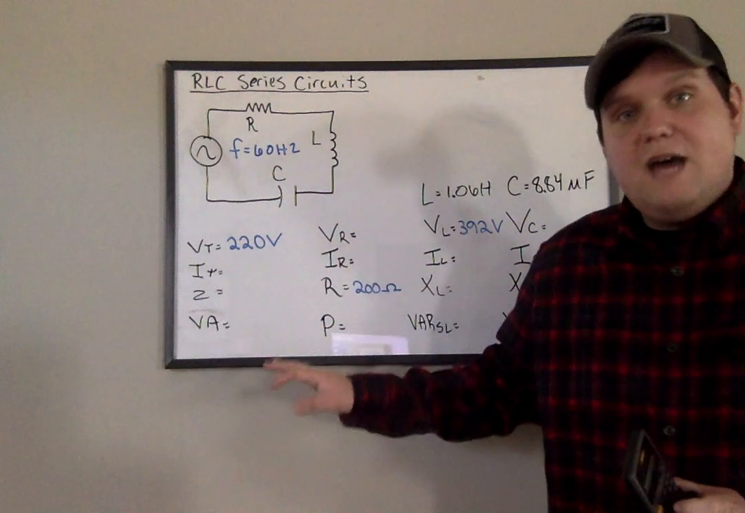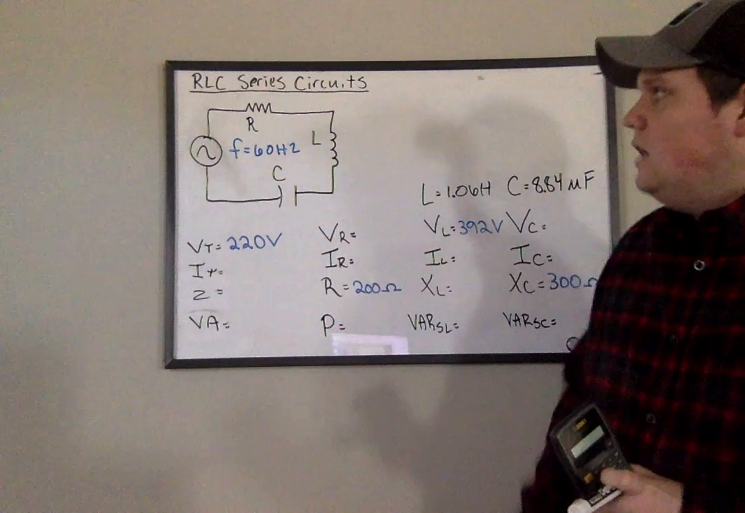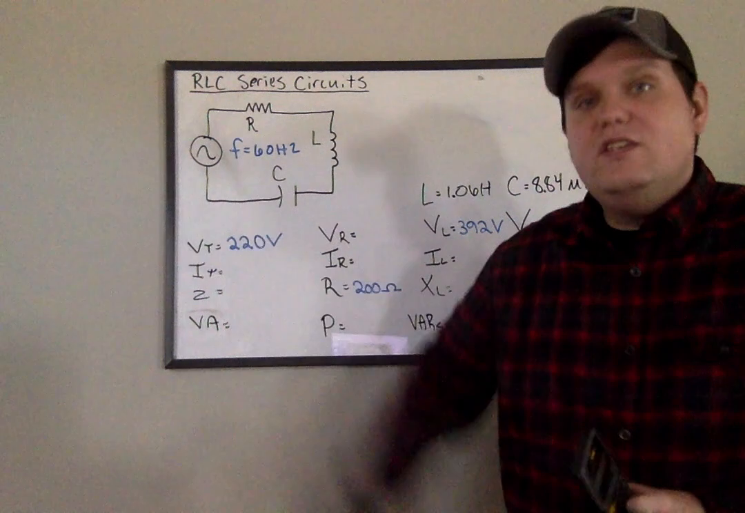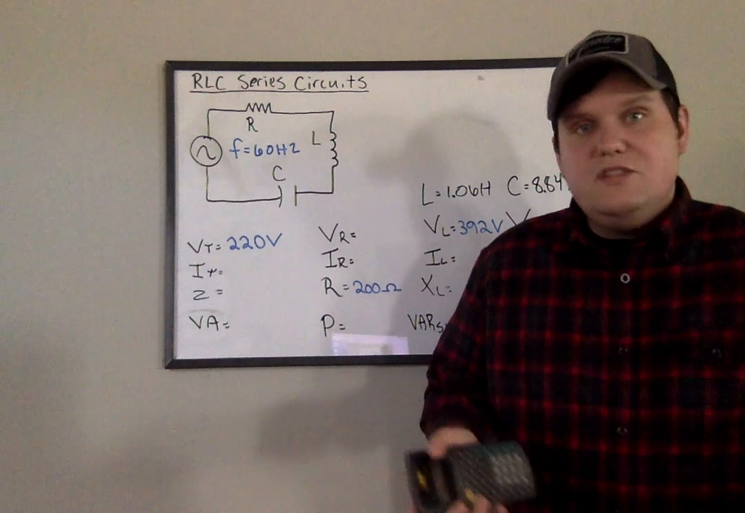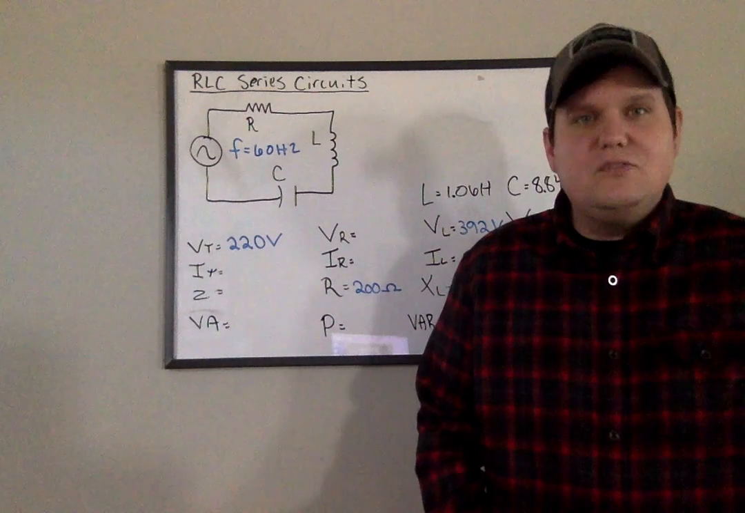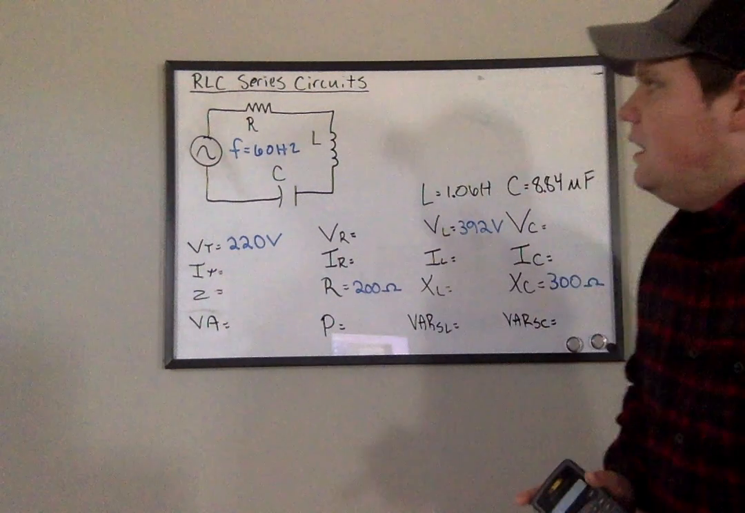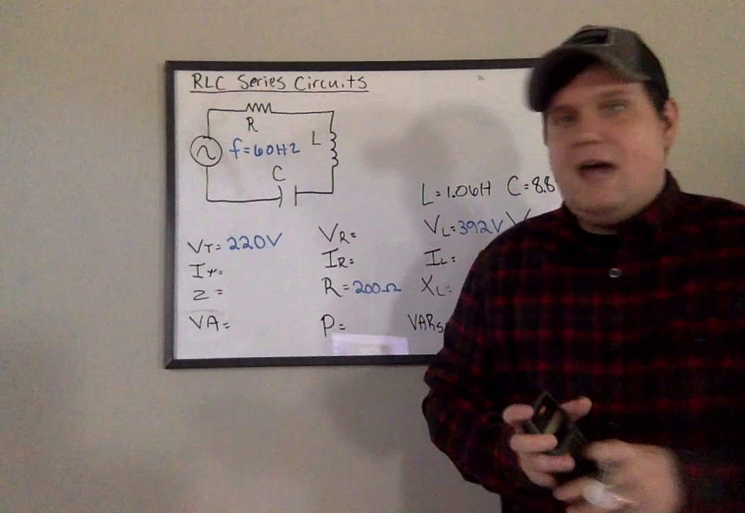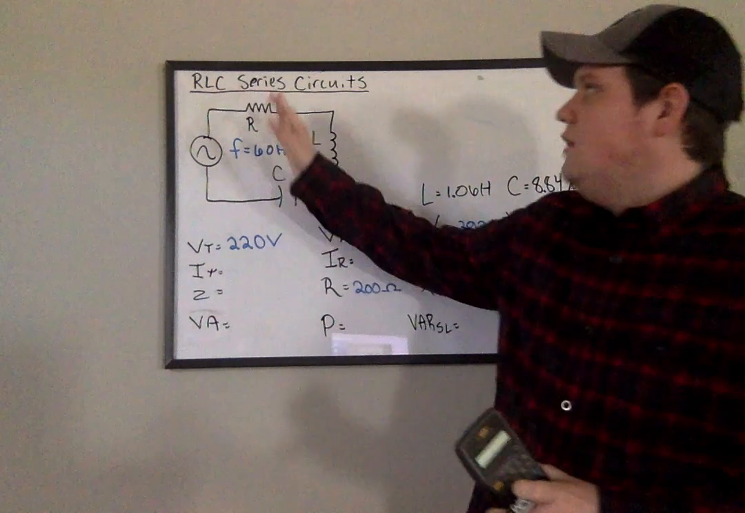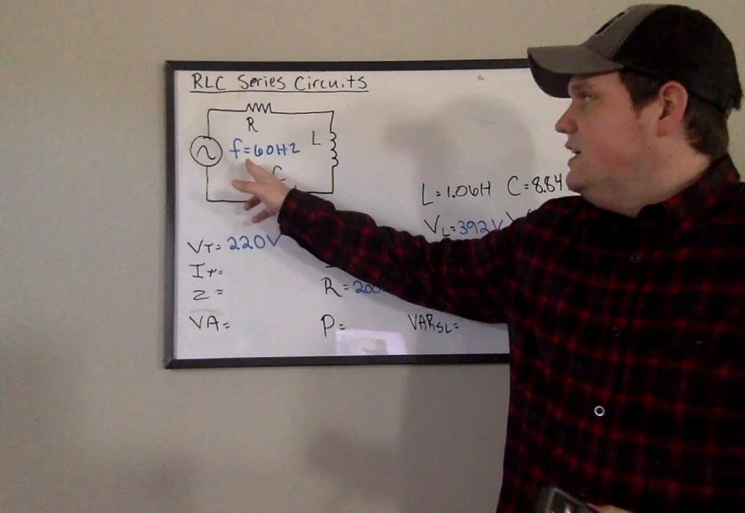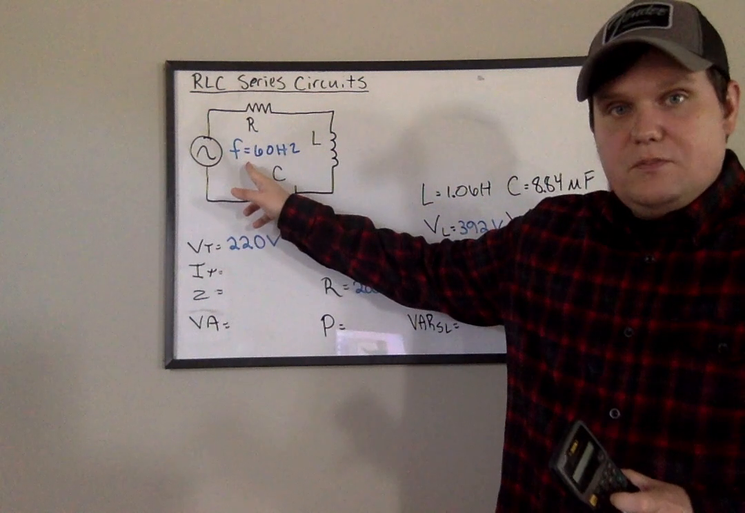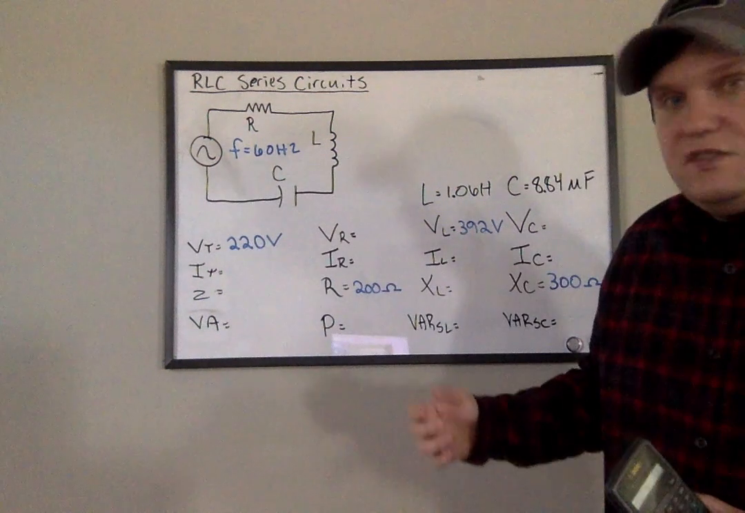This one I made a little bit shorter because we have some weird missing values here, and a lot of your tests will be set up very similar to this. You'll have some weird missing values just like the last one that we took. So let's look and see what we have. We have a resistor, inductor, and capacitor, and we know that the circuit is 60 hertz. That's my frequency.